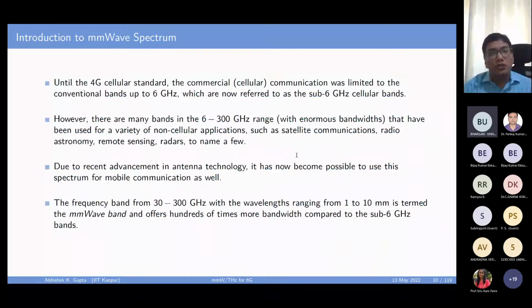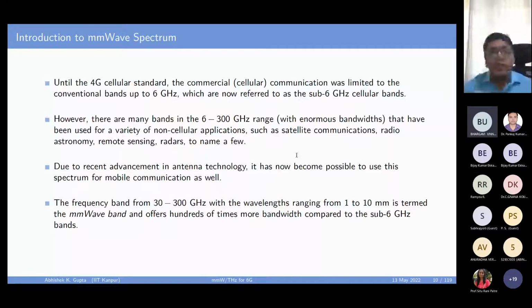So let us have a small look at what the millimeter wave spectrum is. We know that up to the 4G standard, commercial communication was limited to bands up to 6 gigahertz, which we call sub-6 gigahertz, which means below 6 gigahertz. But there are many frequency bands above that range, and as you go higher in the frequency range, your bandwidth increases.